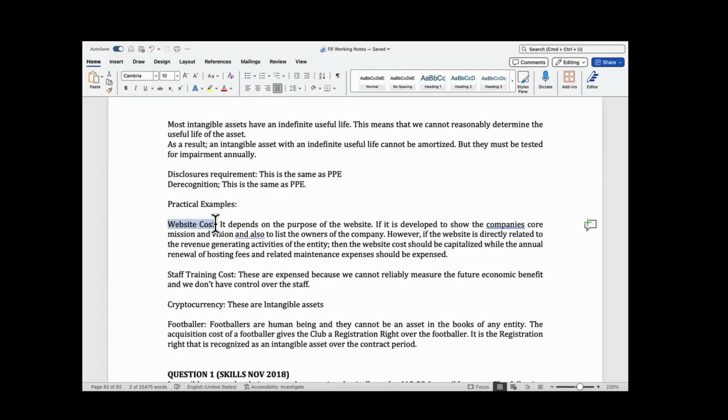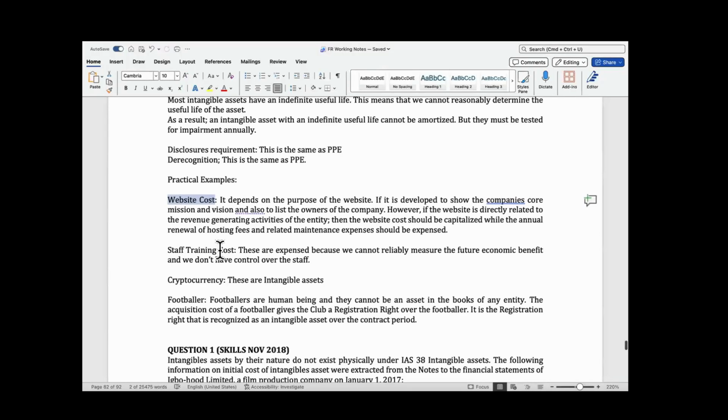But if you have a website that is directly related to your revenue generating activity, where all your buying and selling happens, like a company like Jumia, like banks, for example, where you'd go to their website to do transfers and all of that, so it's really related to their core activities. That's where the activities are carried out. Such cost in developing such an app or a web app is an intangible asset.